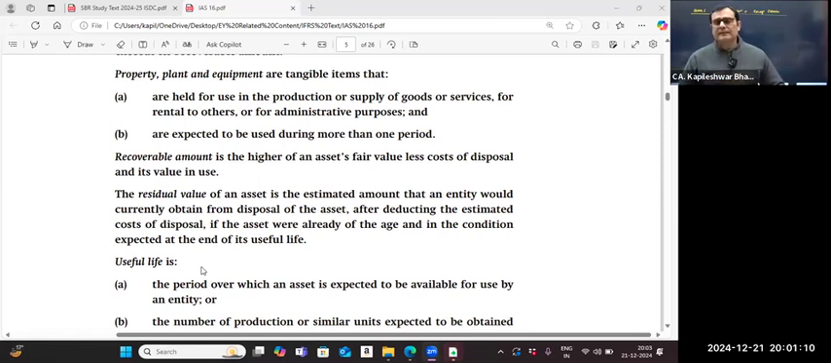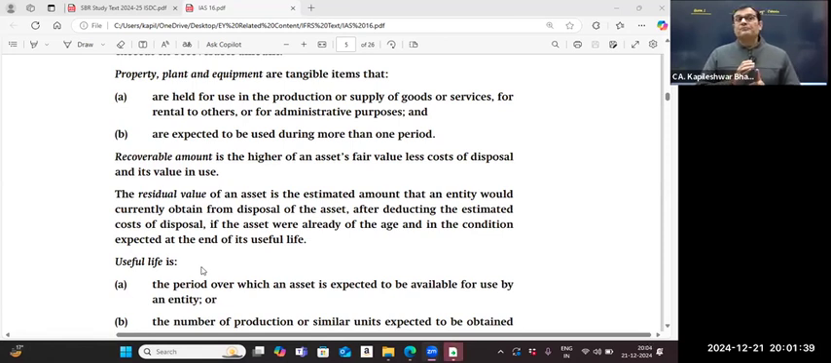Now, a few quick inputs at this stage. When you look at a property, the name of the standard is PPE. When you look at a property, I would say there are 2 kinds of property. One is called owner occupied and one is called investment property. Now, there is a separate standard which deals with investment property. That is IS 40.